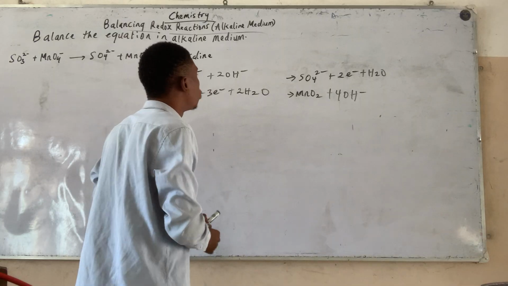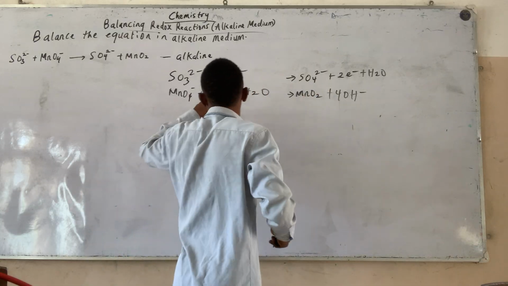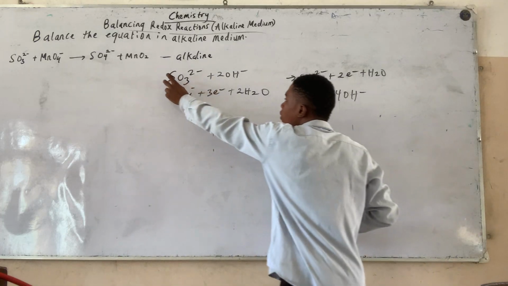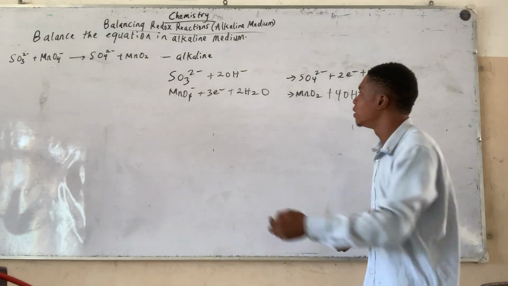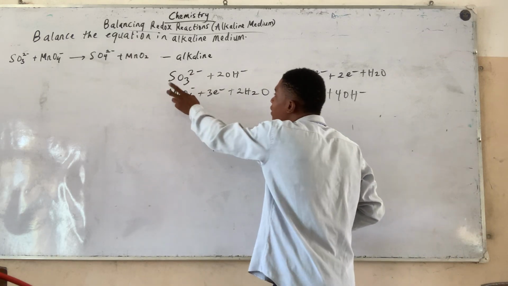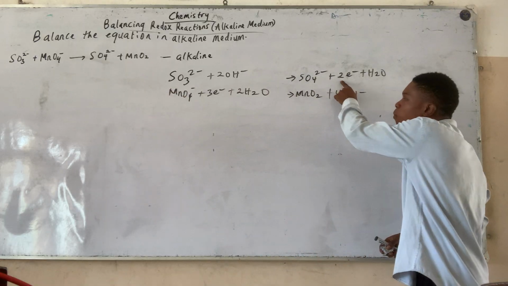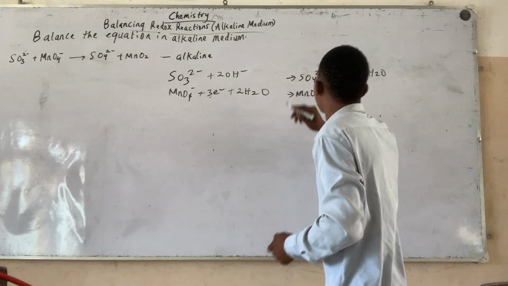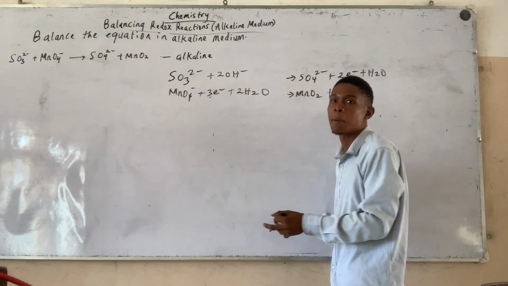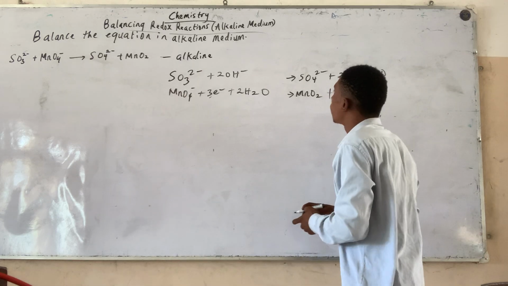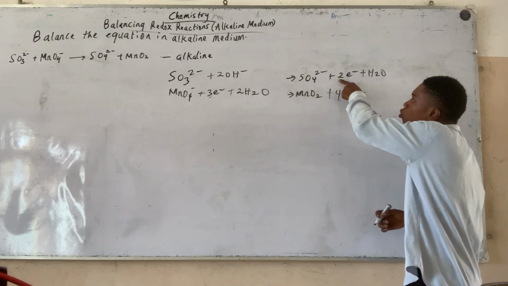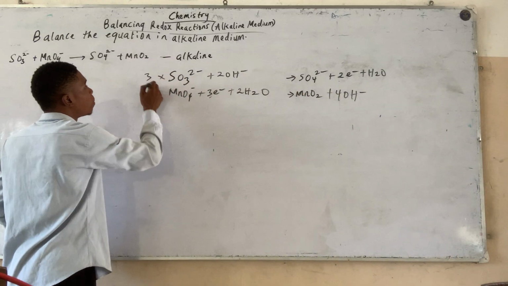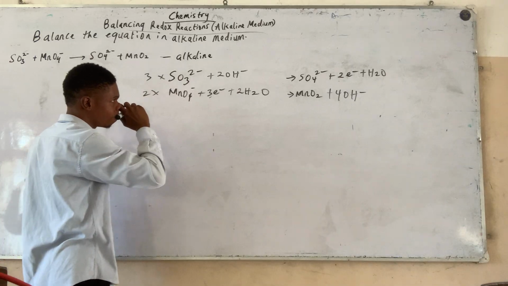So the next thing is for us to balance these electrons. And how do we do it? We are multiplying this by the coefficient of E in this place, and we are multiplying this by the coefficient of E in this place. What do I mean by that? This is the coefficient of E here, this is the coefficient of E here. So if I am multiplying this, I am multiplying this by 3. And if I am multiplying this, I am multiplying this by 2. Let's do that. We multiply this by 3, multiply this by 2.